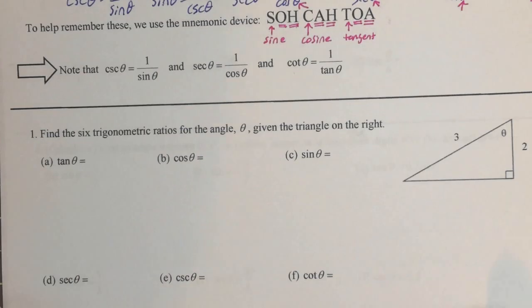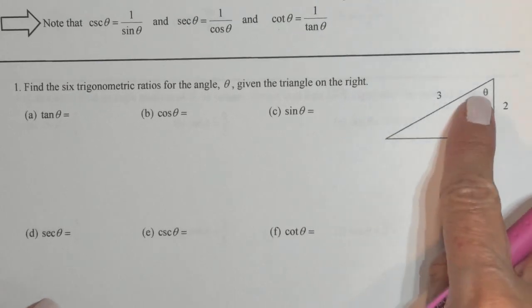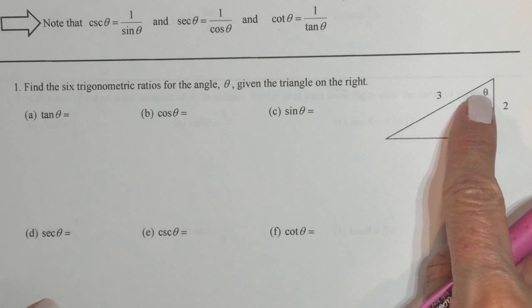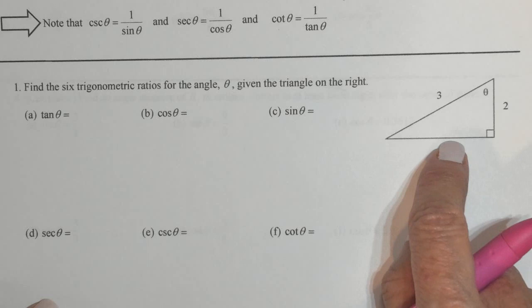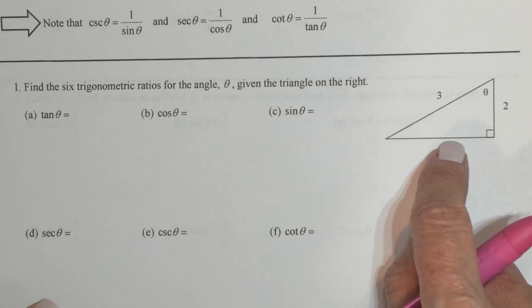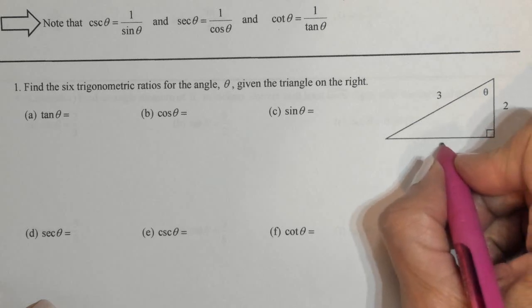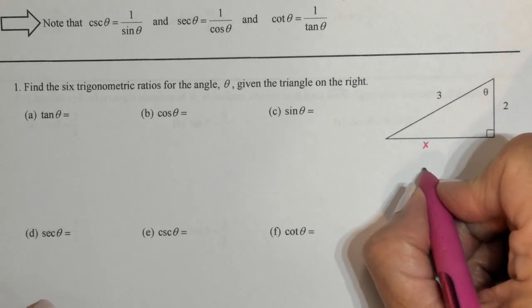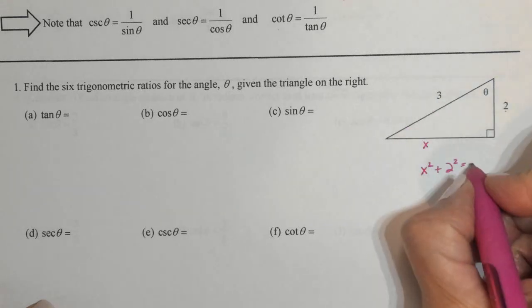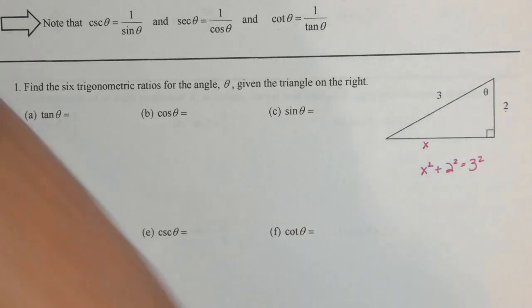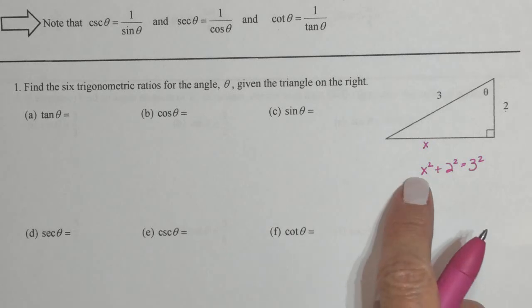Okay? Alright. So let's do a little example here. We have this right triangle. They mark theta for us up here. They give us two sides of the right triangle. What can we do to get the third side of the right triangle? We can use the Pythagorean theorem to get this. So I'm going to call this x, and I'm going to set up x squared plus 2 squared is equal to the hypotenuse squared. And we're going to solve this for x.